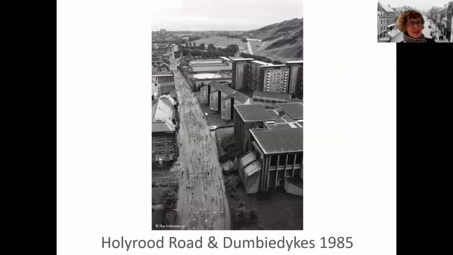We're rapidly running out of time, and this aerial photograph of runners in Holyrood Park, or Holyrood Road, sorry, shows from the front to the right Murray House at the University of Edinburgh, which was then the PE block. There are also in view the Dummy Dykes flats, Park Ale stores and gasworks. The picture was taken in 1985, in the days before the new Scottish Parliament, Dynamic Earth and the 1990s Scotsman building was created.